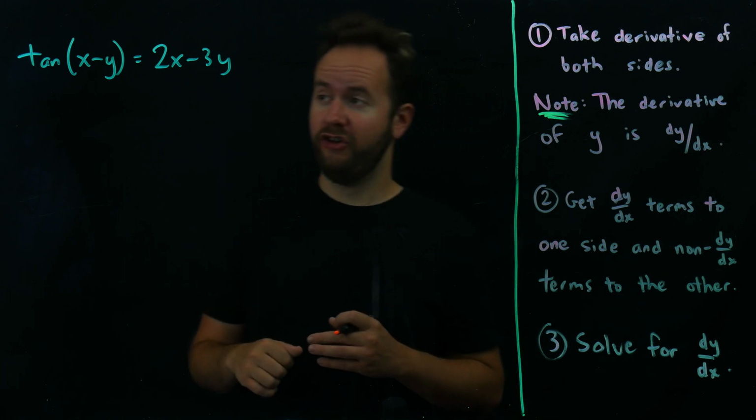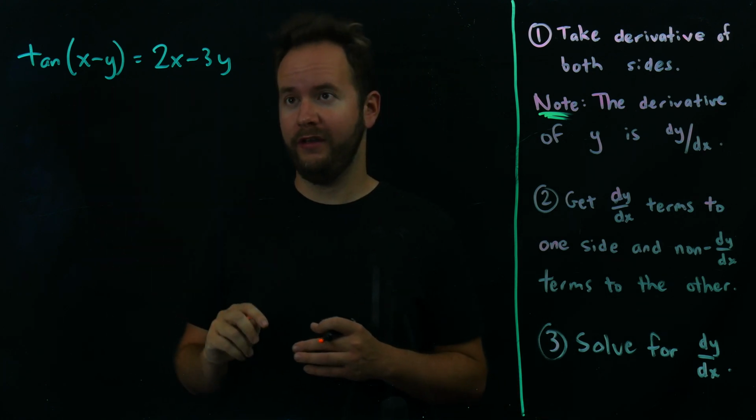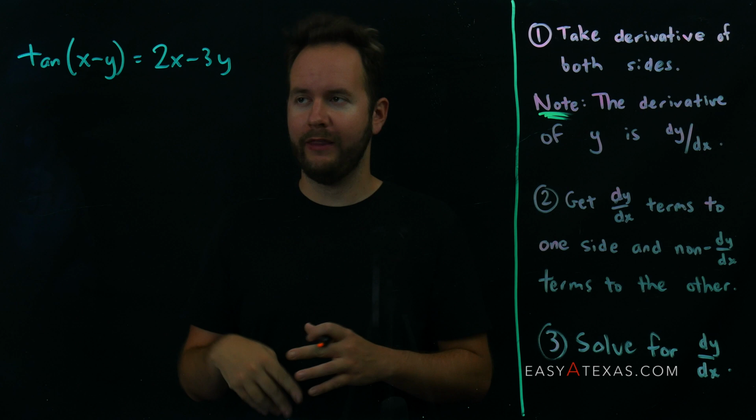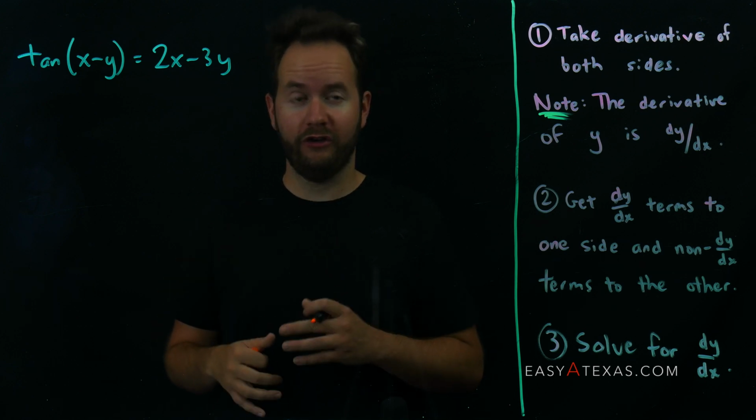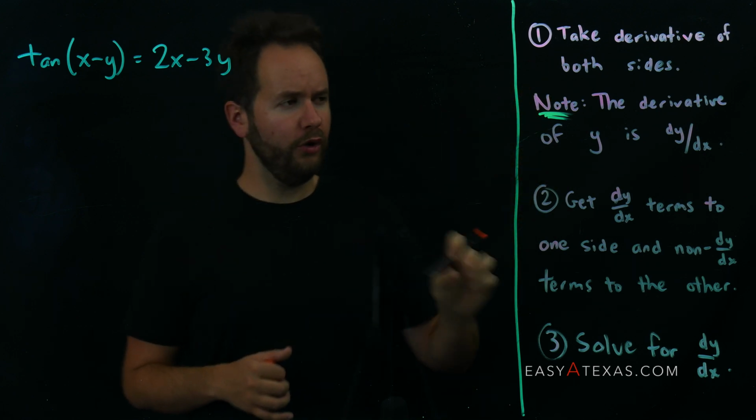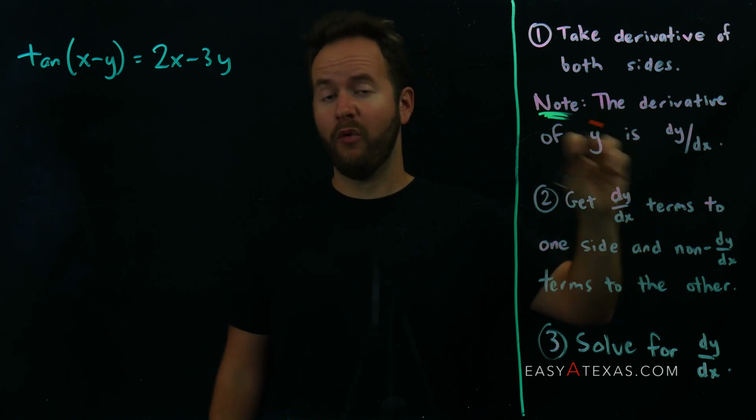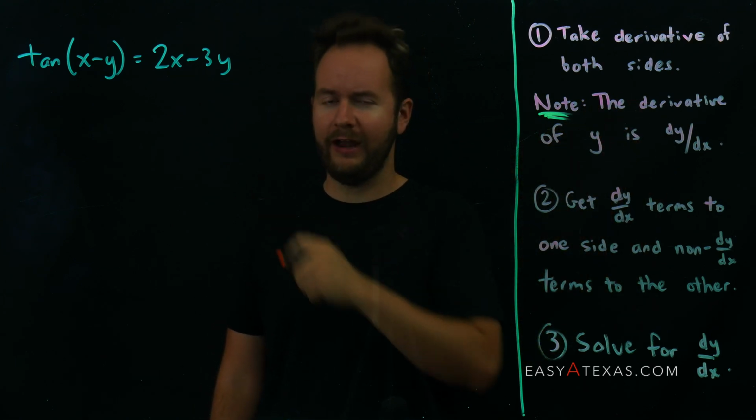This is an implicit differentiation problem because I have y's on both sides of the equation. The x's and y's are all partying together, and because of that, I have to use implicit differentiation. The steps for which are here. The most important step is that when we take the derivative of a y term, we tack on a dy/dx. You'll see that in action when I tackle this problem.